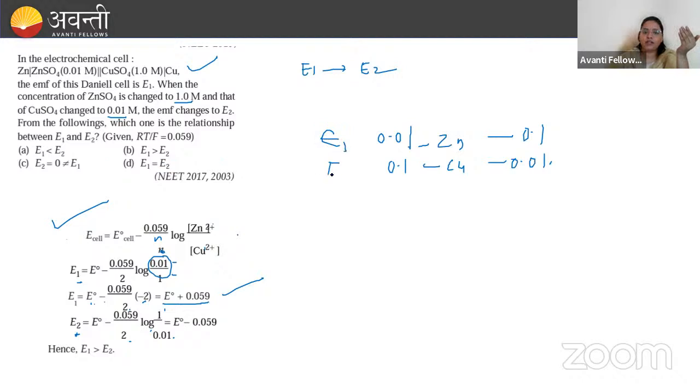This is E1 and this is E2, and find out the relation. So this is our E1, this is our E2. Which value is more? Here there is a plus, obviously this value will be more; this is minus, this will be less. So that's why E1 will be greater than E2. Yes, E1 will be greater than E2, right? Any doubt in this? Good question. Okay, next problem.